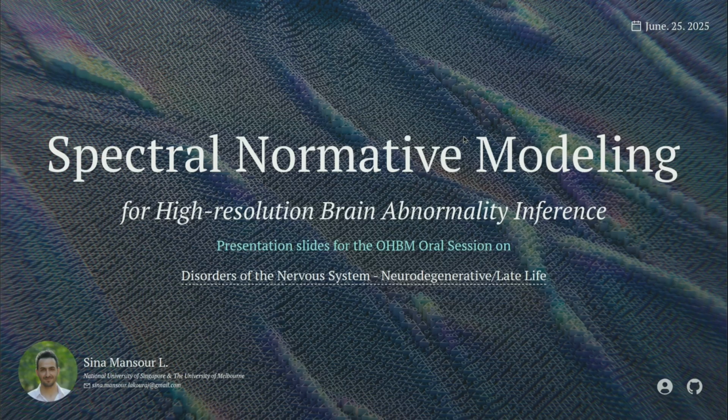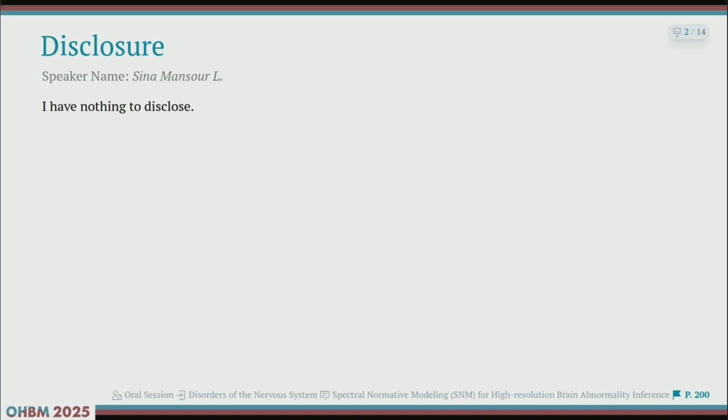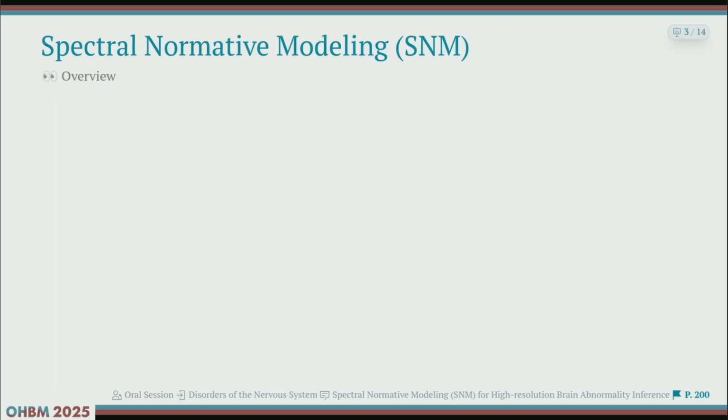Hello everyone, I'm delighted to be here today presenting our work on spectral normative modeling and its application for high-resolution brain abnormality inference. Before everything, I have nothing to disclose, and with that out of the way, let's talk a little bit about spectral normative modeling, which is basically the method sitting behind the results that I'll be sharing in the second half of my presentation.